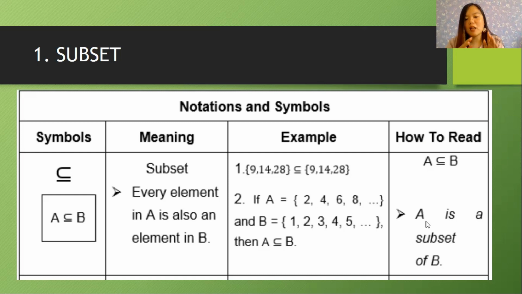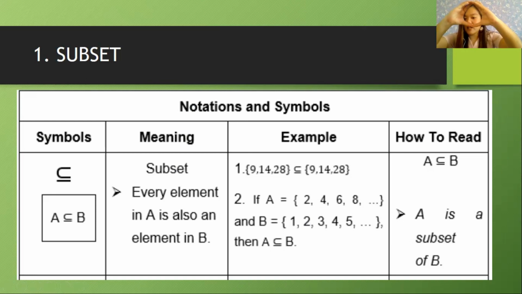Then, all the elements in A are also included in B. So, the elements of A are also found in B. Like, for example, 2, 4, 6, 8. Meaning to say, set B is the general set. And then, A is the subset. Then, A is the subset of B.